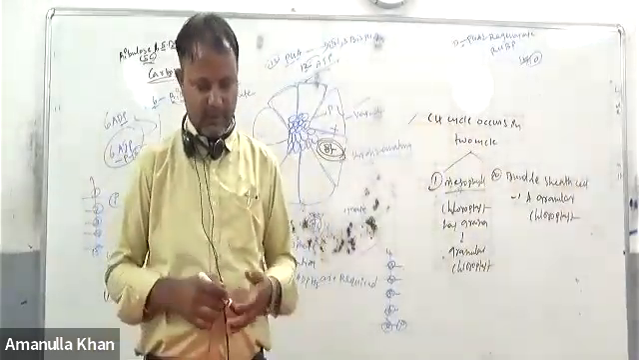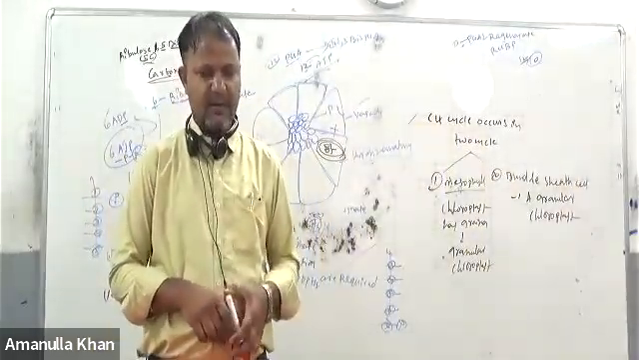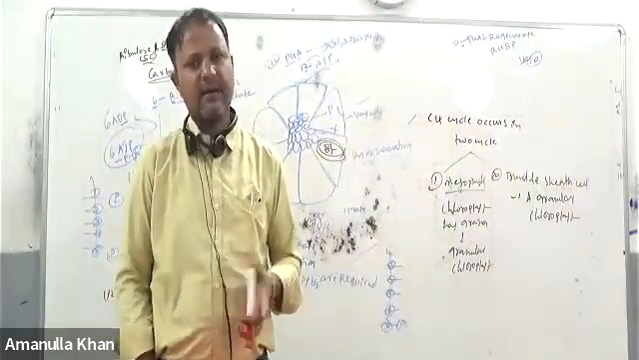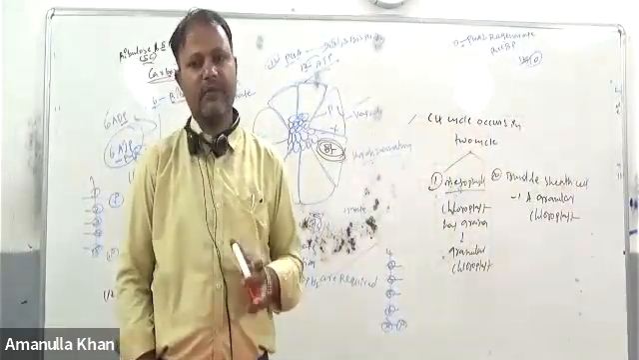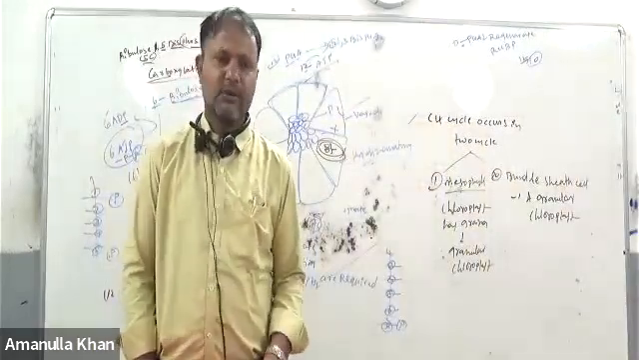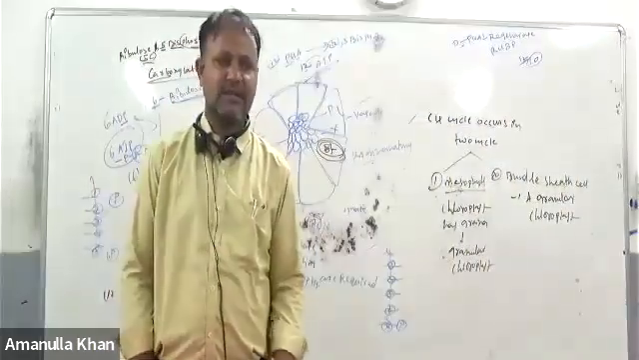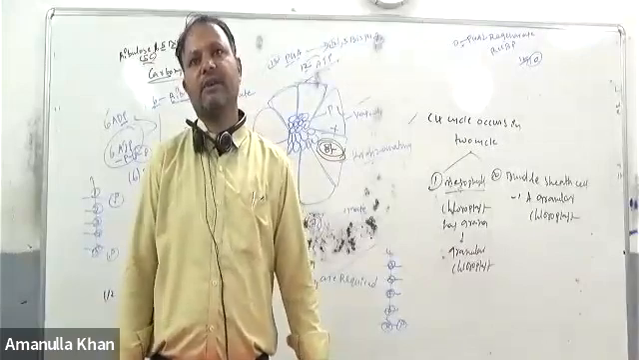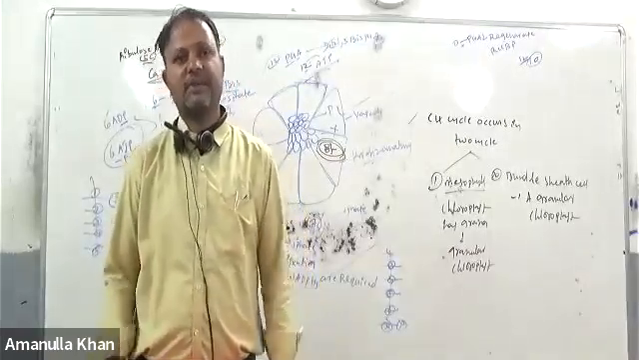So the bundle sheath cell has agranular chloroplast. The mesophyll cell has granular chloroplast. Two types of chloroplast are there. That's why it's called dimorphic chloroplast. Okay, these are the special characters.